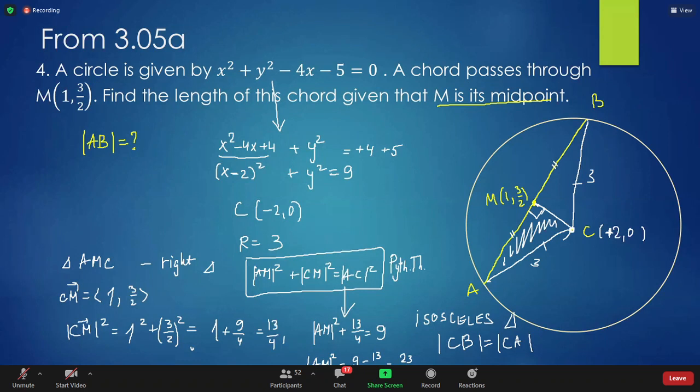So AM itself will be square root of 23 divided by 2, which means AB is 2 times longer, which is square root of 23. I hope I got it right. I'm not checking against my correct solutions, I'm doing it on the spot. I think it was an irrational number. That much I do remember.